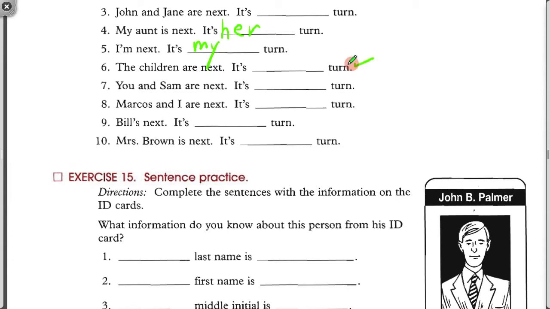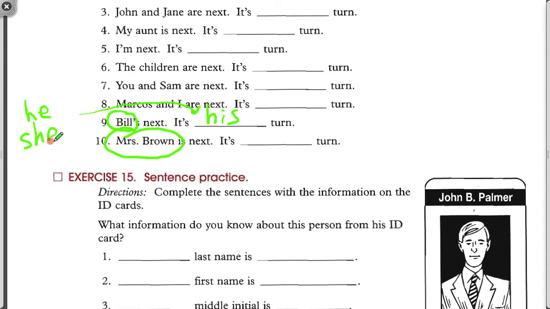Number 6, the children are next. It's their turn, because this is plural. Here's plural, and that's plural. You and Sam are next. So the plural of you is your turn. Marcos and I are next. The plural of we changes to it's our turn. Bill's next. What's he? He is Bill. Changes to it's his turn. Mrs. Brown's next. So she is next. It's her turn.